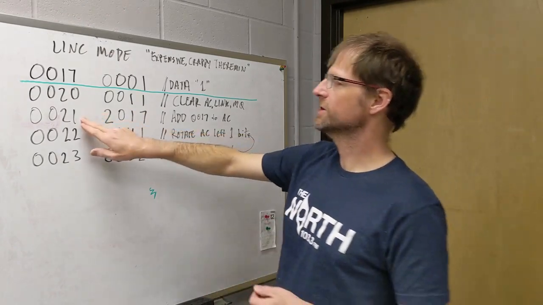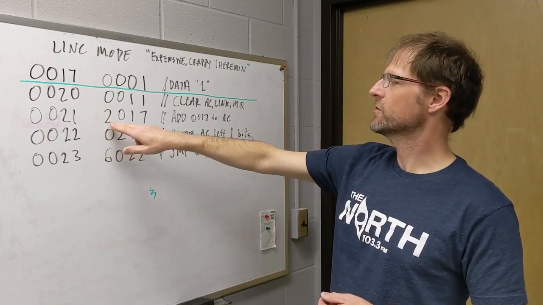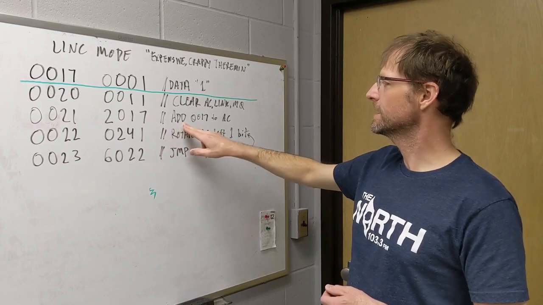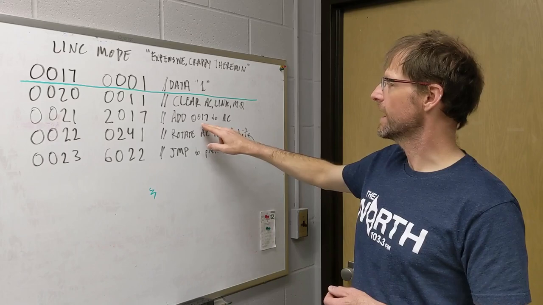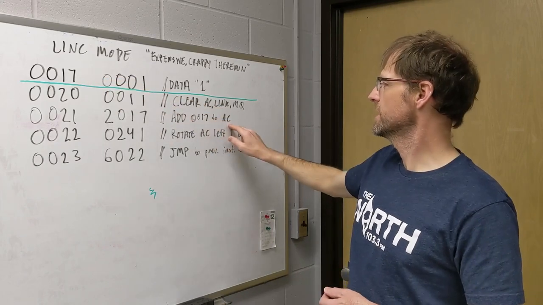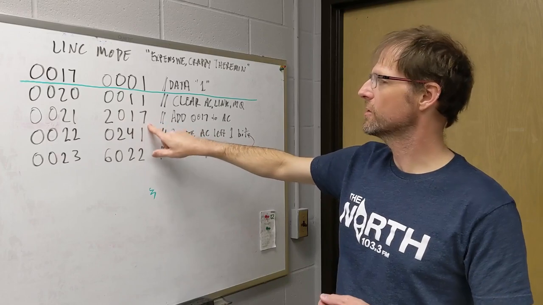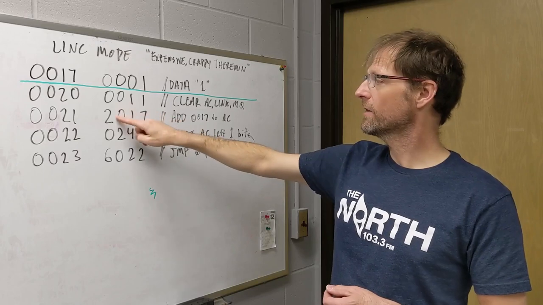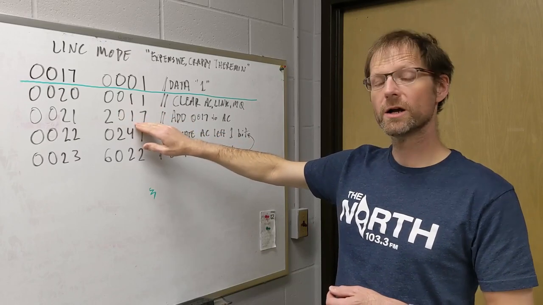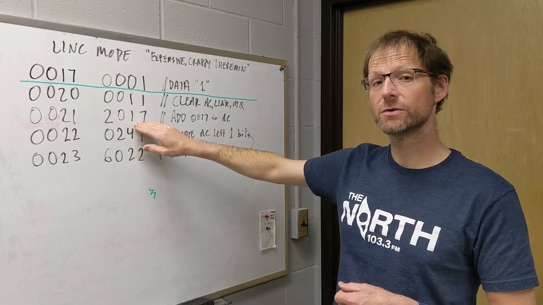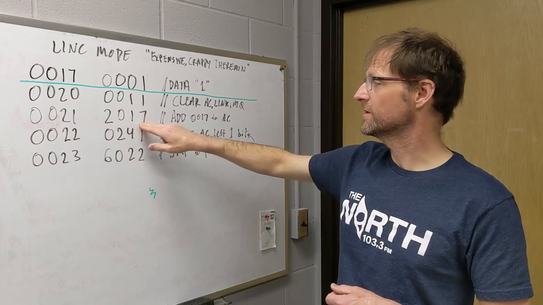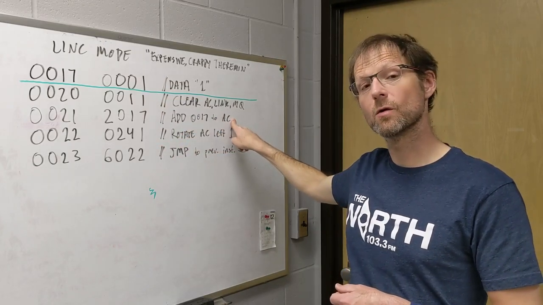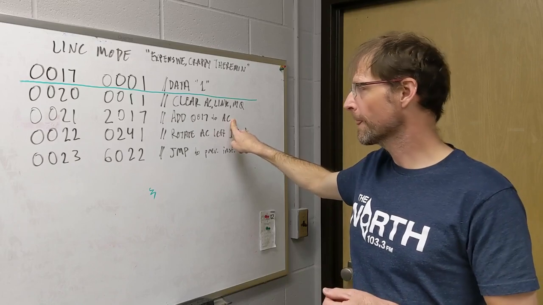Okay, next instruction, 0021, the instruction is 2017. And what we're going to do here is we're adding 17, that last register here, to the accumulator. So 2000 is the add instruction in the LINC, and it's a direct class instruction, and that means all the other bits here are going to specify what address contents we're adding to the AC, and in this case we're going to do 17, which is here, which is 1, so we're going to set the least significant bit to 1 in the accumulator. Okay.